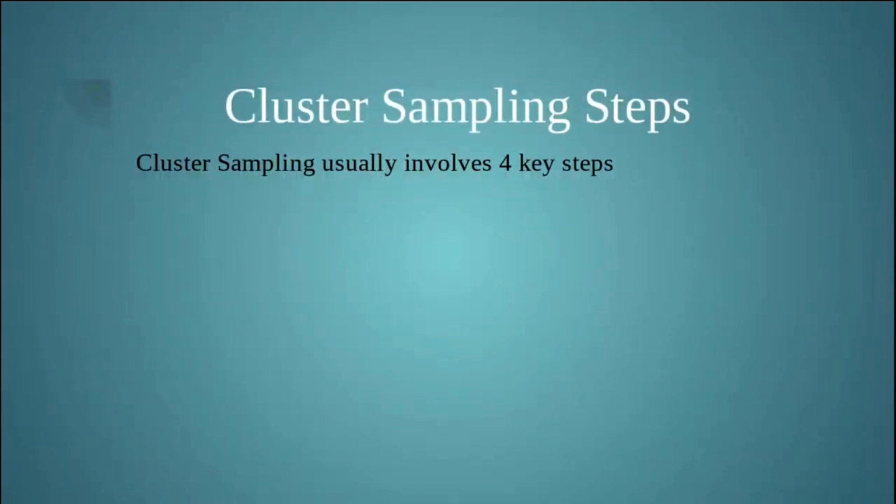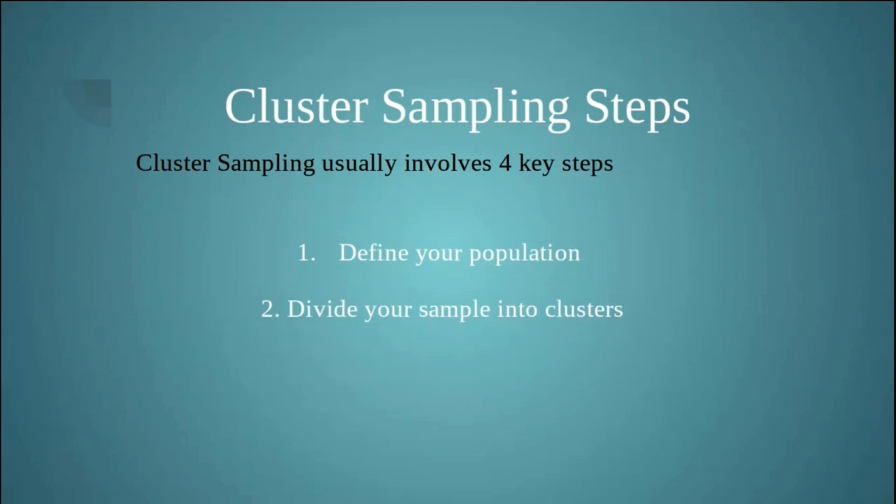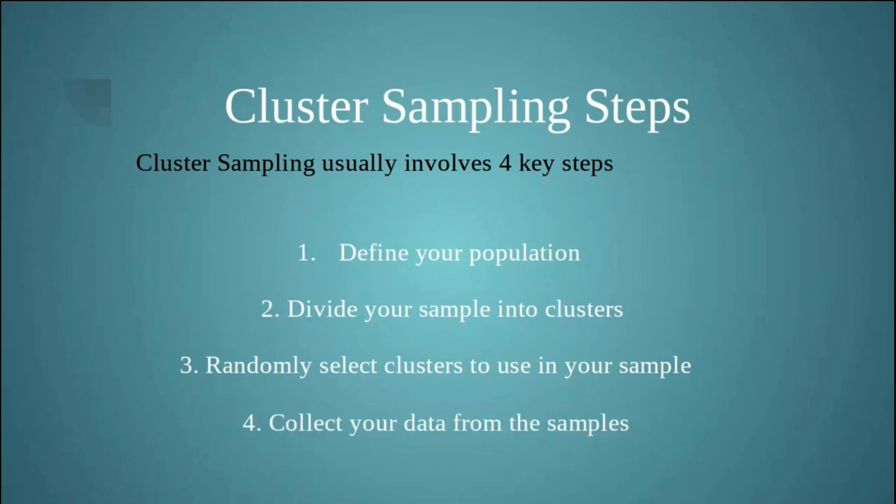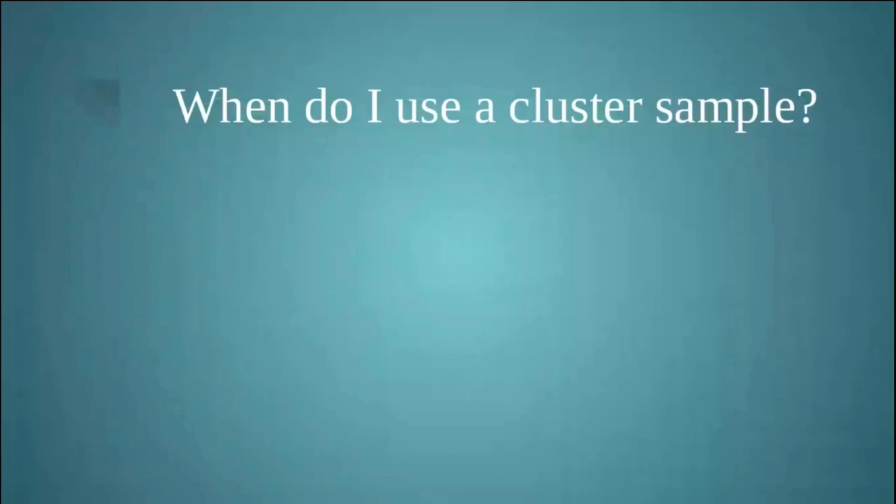Cluster sampling steps. Now, there are many different steps you can follow when taking a cluster sample. However, cluster sampling usually involves 4 key steps, so for this presentation, we're going to stick with those 4. Number 1, define your population. Number 2, divide your sample into clusters. Number 3, randomly select clusters to use in your sample. And number 4, collect your data from the samples.